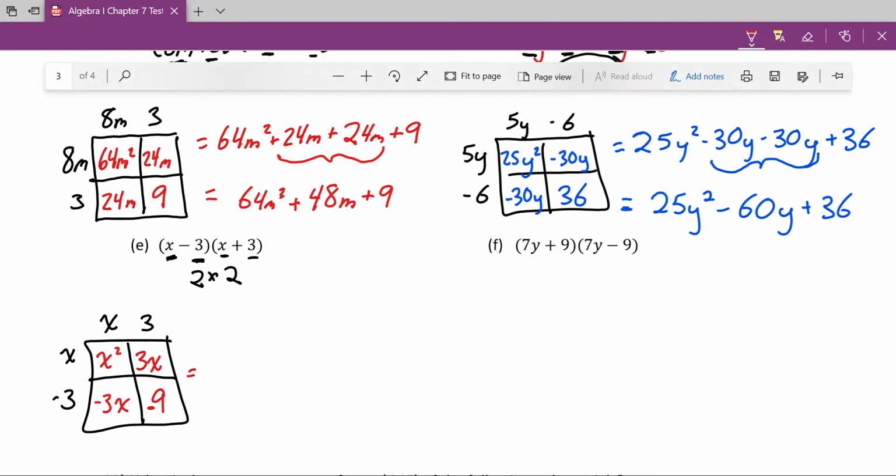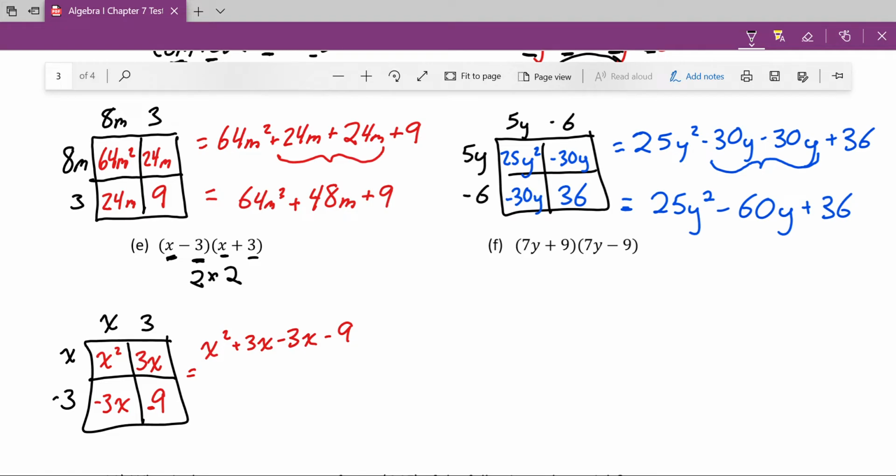All right, again, write it out like you're reading a book. X squared plus 3x minus 3x minus 9. All right, do the same thing that we did in 10C and 10D, which is combine like terms. And here is where stuff begins to happen.